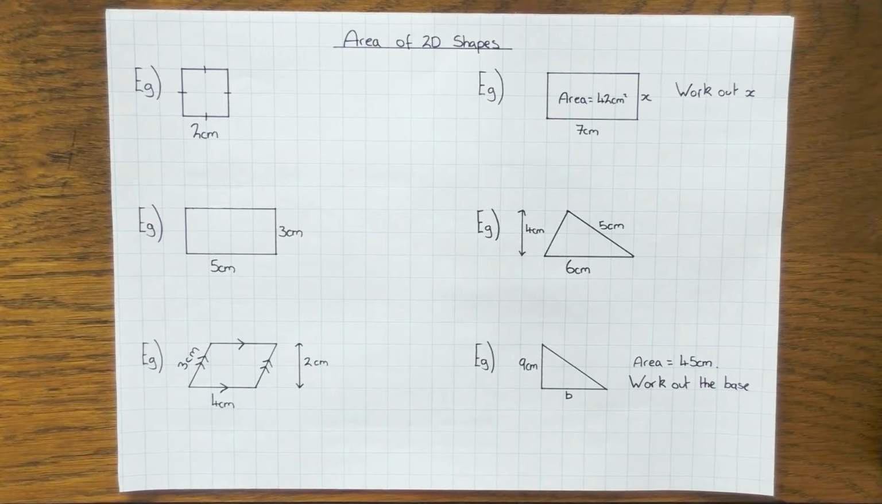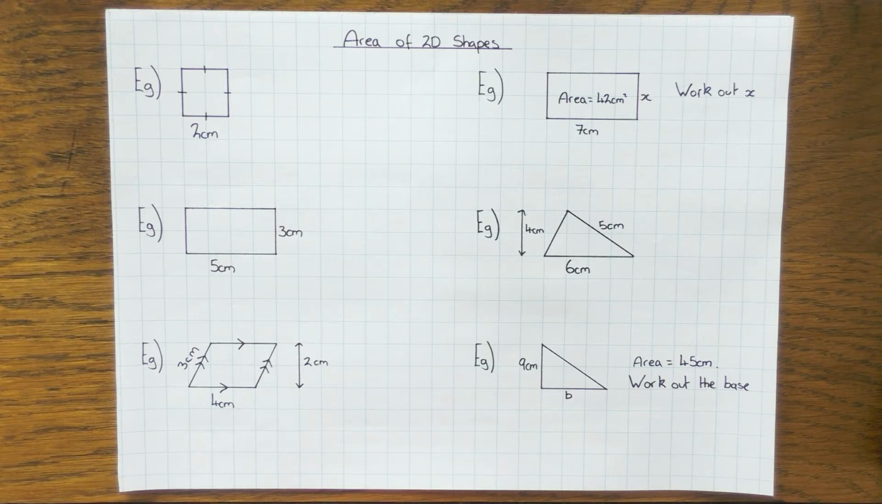Hi guys, in this video we're going to have a look at area of 2D shapes. So we've got a variety of shapes here. We've got some squares, rectangles, parallelograms, triangles, trapeziums. We've got some compound shapes as well. And we're also going to find out, if you're told the area of a 2D shape, how you can go backwards to find out a missing length. So lots to get through.